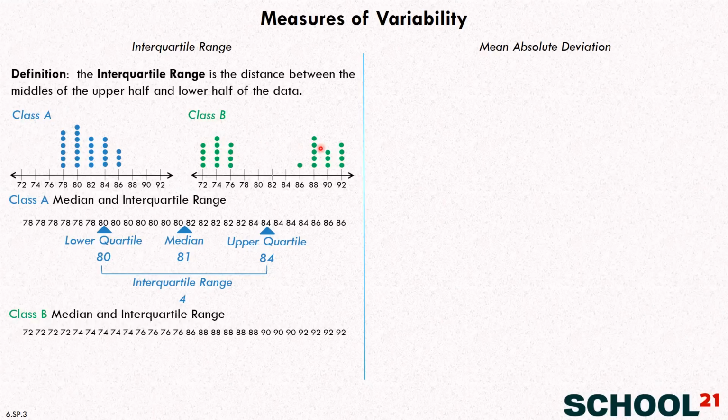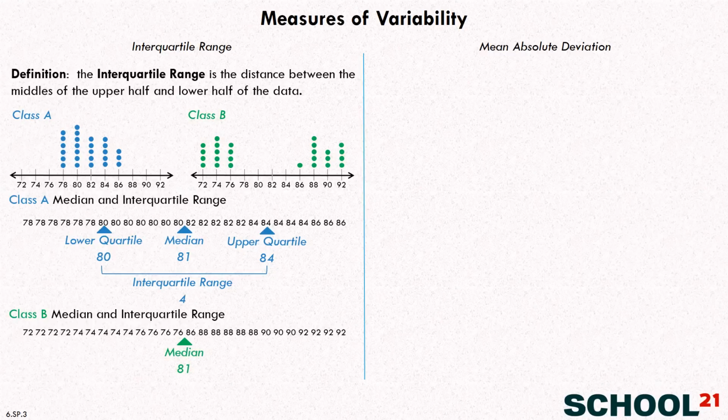Well, probably we can see Class B is more spread out. So we'd expect the interquartile range of Class B to be larger. Let's see if we're right. So first let's find that median. It's right there. It's between 76 and 86. We have to average those. You can do the calculation. You find that the median is 81.